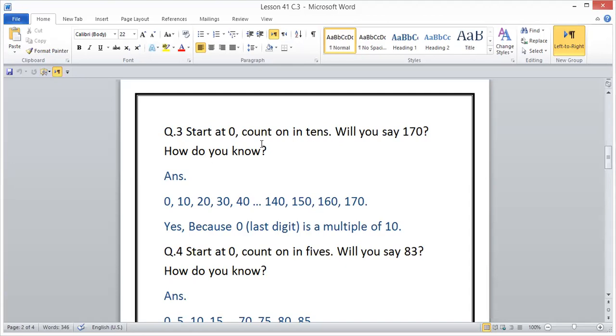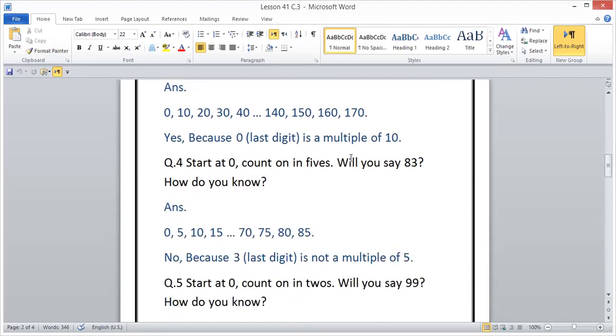So the question is asking, start at 0, count on in tens. Will you say 170? The last digit is 0, so you will say yes, sir. It will be 170 because the last digit is 0, which is a multiple of 10. Same if you have started at 0 and you are counting in 5s. For multiples of 5, the last digit should be 5 or 0. If the last digit is 5 or 0, then the number is a multiple of 5. Otherwise, it will not be a multiple of 5.